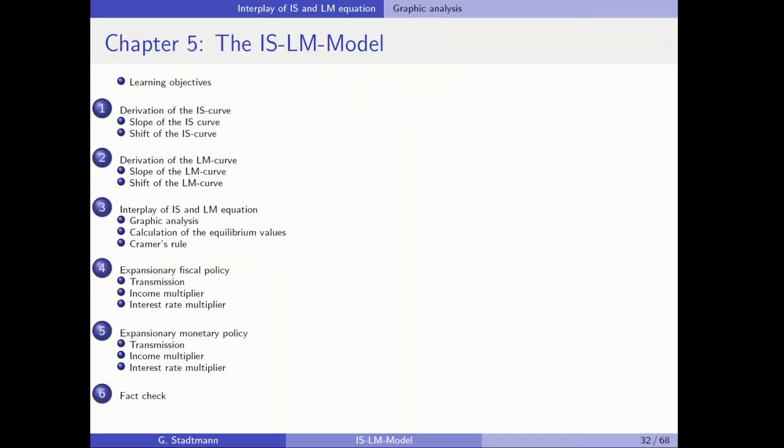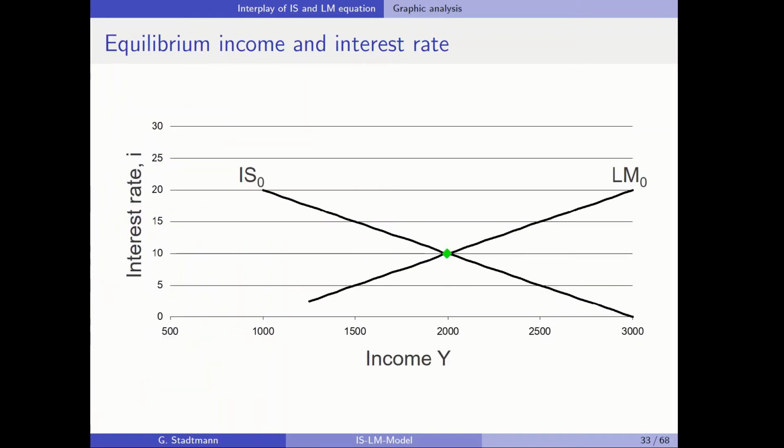Welcome back to class. We are in chapter 5, part 3, the interplay of the IS and LM equation. First of all, the graphical analysis, like we have talked about this before. The LM curve is upward sloping in an interest rate income diagram. The IS curve is downward sloping.